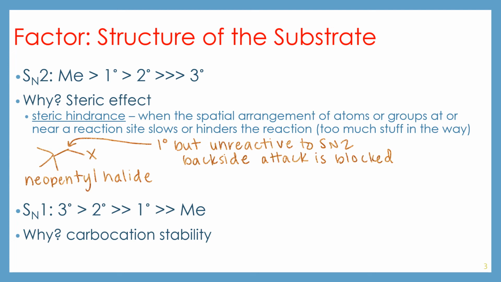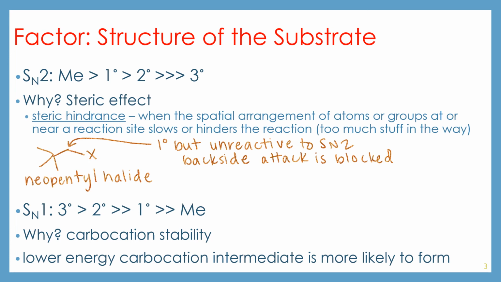In an SN1 reaction, we're going to go through a carbocation. Methyl carbocations do not form very easily, which is why methyl is down here at the bottom. A primary carbocation tends to be pretty unstable. Good carbocations include tertiary, which would be the best, and secondary. So your tertiary and secondary ones are pretty likely to do SN1 chemistry. And that's because the lower energy carbocation intermediate will be formed.